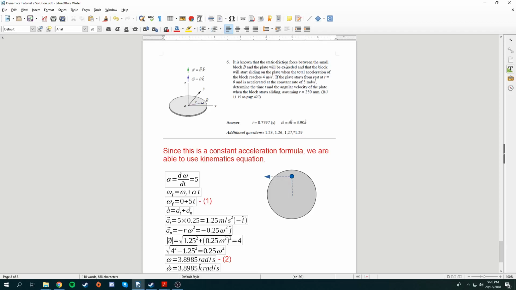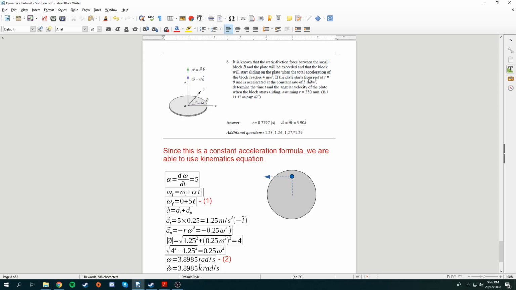So for question 6, it is known that the static friction force between the small block B and the plate will be exceeded and the block will start sliding on the plate. So this small block over here, this point B is the block, and it's rotating on this plate in some sense. And when the total acceleration experienced by B reaches 4 meters per second square, B will start to slip a bit. Okay, it will start to slip.